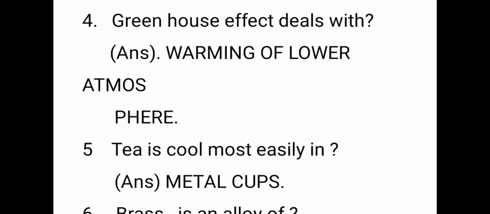These are the important areas around the earth as you go up from the surface. So the warming of the earth is due to the lower atmosphere, that is the troposphere. Okay.